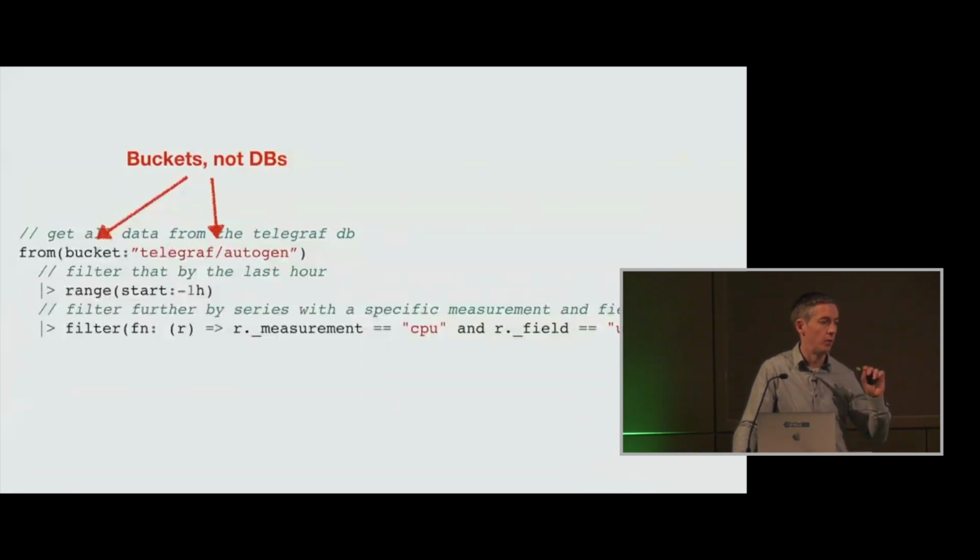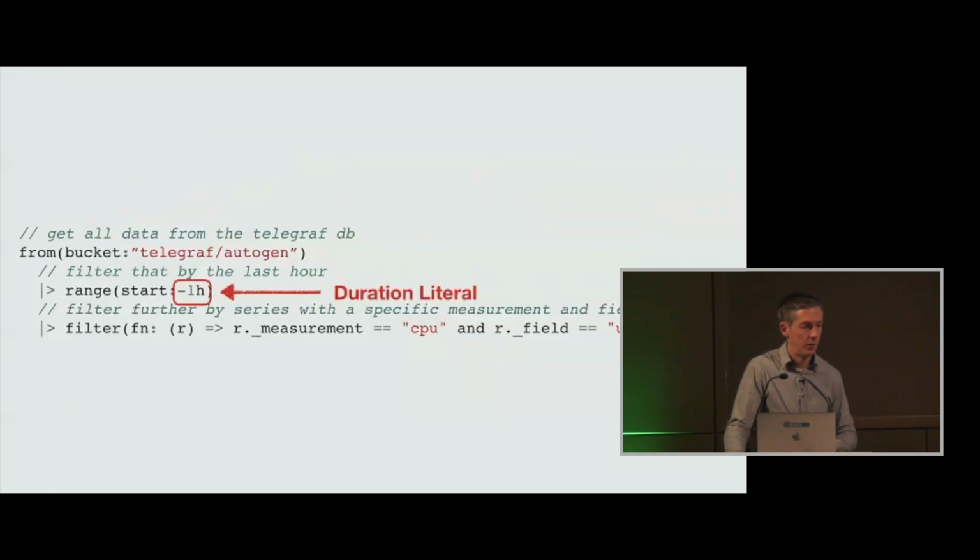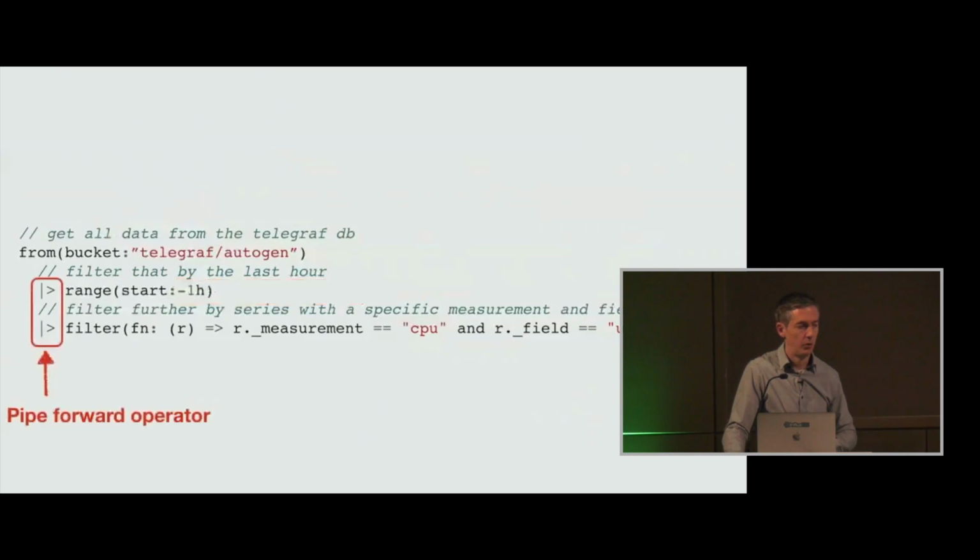Also with 2.0, if you end up migrating 1.x data, the mapping that it creates is what you see here, which is the bucket name becomes the database name / the retention policy. But there's no requirement that a bucket name has to have a slash in it. It can just be a string of characters. We have duration literals as a first class thing in the language. You don't have to put them in quotes. Time literals also. We have this funky little pipe forward operator.